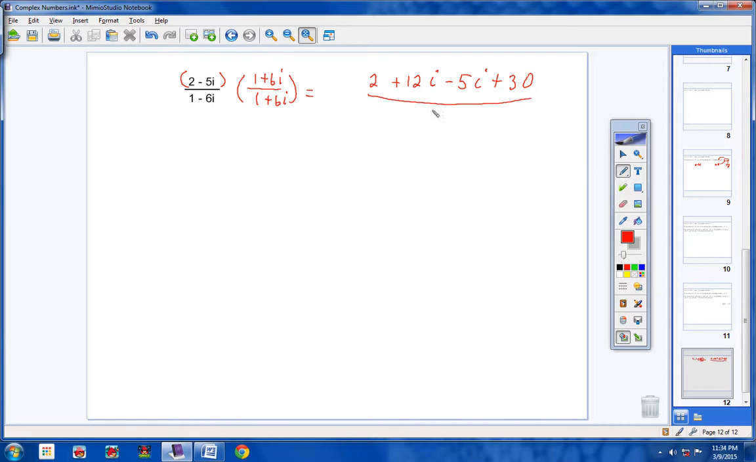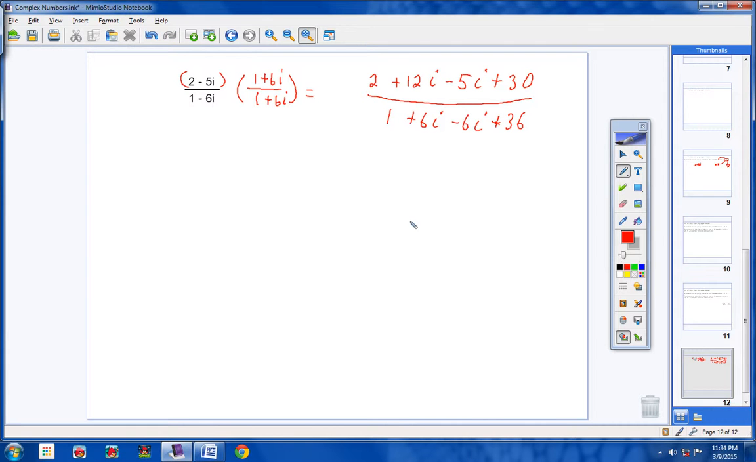Now, for the denominator, we have 1 times 1 is 1. 1 times 6i is 6i. Now, negative 6i times 1 is negative 6i. Negative times a positive is negative. 6 times 6 is 36. And then i squared. Well, we know i squared is the same thing as putting a negative 1 here. Okay? And negative 36 times negative 1 is going to give you a positive 36.